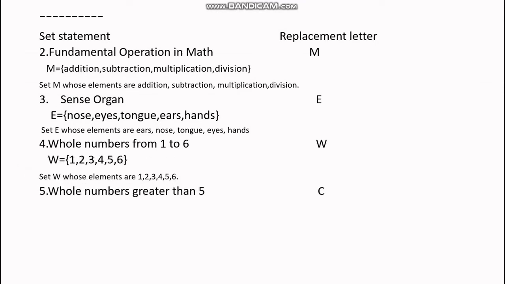How about this number 5? Whole numbers greater than 5. Greater than 5. Can you write all the elements greater than 5? What are these numbers greater than 5? Whole numbers greater than 5.